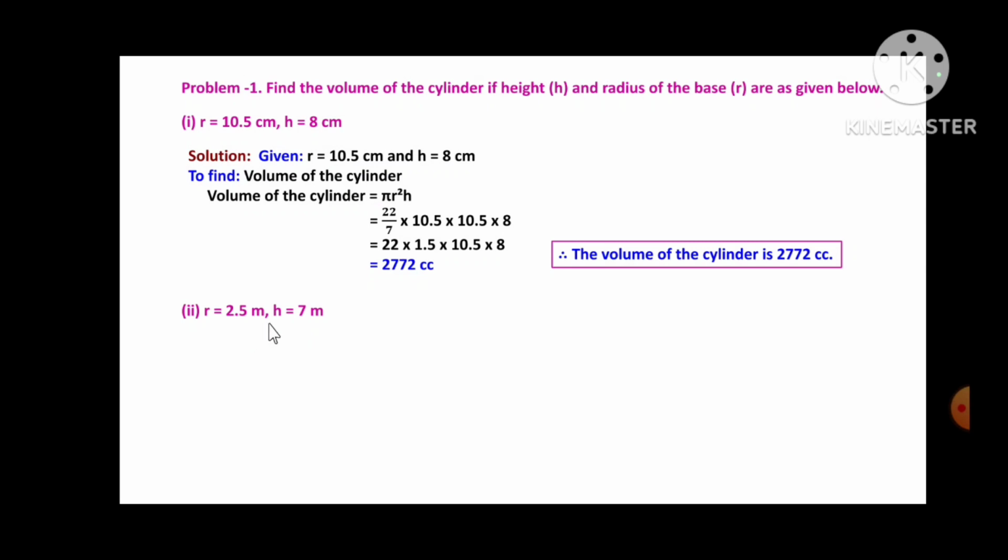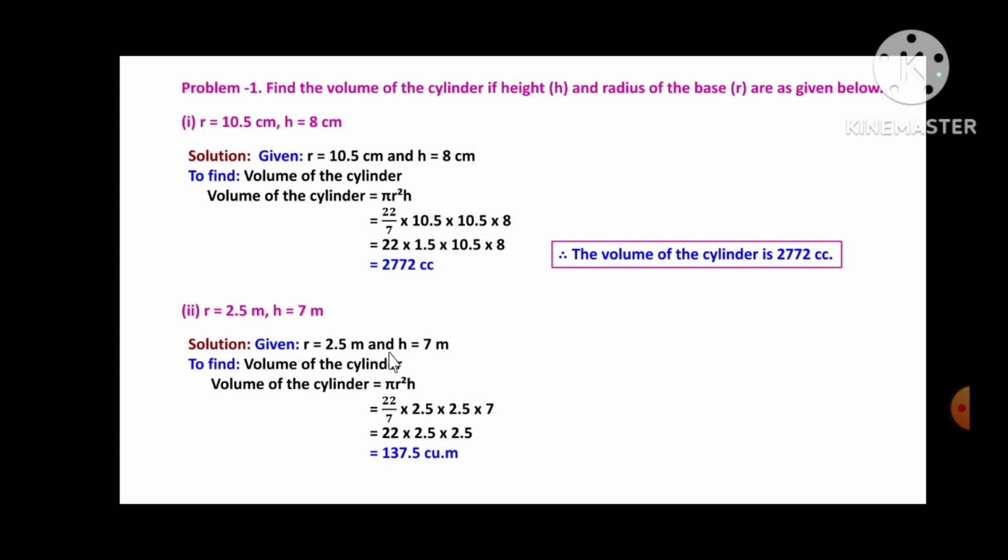Now r is equal to 2.5 centimeter, h is 7 centimeter. So here the given things are r is 2.5 and h is 7. We have to find the volume of the cylinder. So volume of the cylinder is pi r square h. Now put the values: 22/7 into r value is 2.5 into 2.5 into h is 7. After simplification you get 22 into 2.5 into 2.5, and the product of this is 137.5 cubic centimeter. So we can write the volume of the cylinder is 137.5 cubic centimeter.